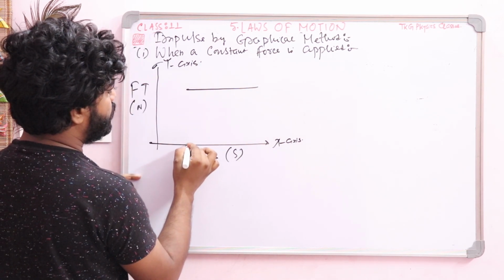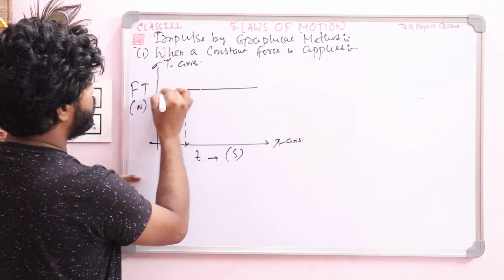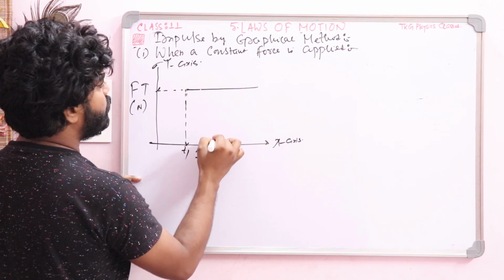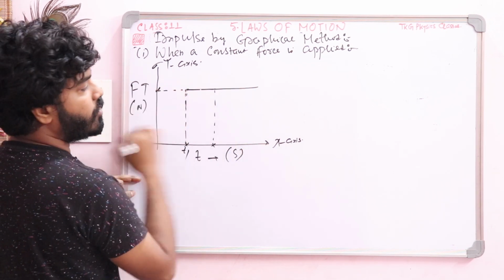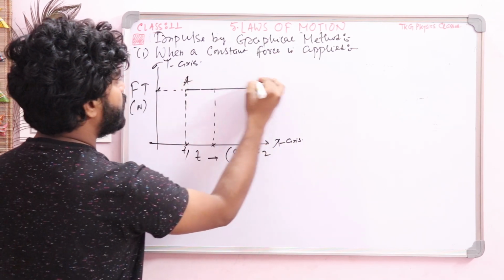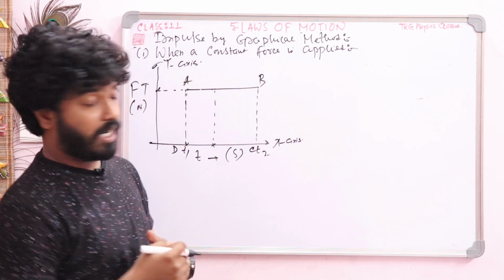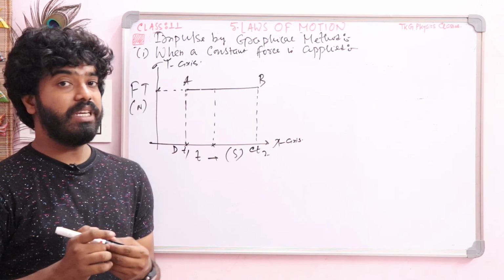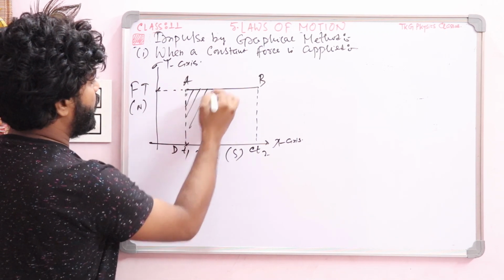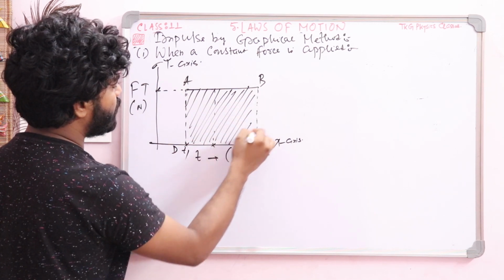Suppose this time is t1, the corresponding force is this one. Now time increases but the magnitude of force remains constant, and this is our final time, which is named t2. Name the points A, B, this point is C and this point is D. Now just observe the graph under the straight line AB. What is represented? The area. The area under AB, that means the area of this rectangle.